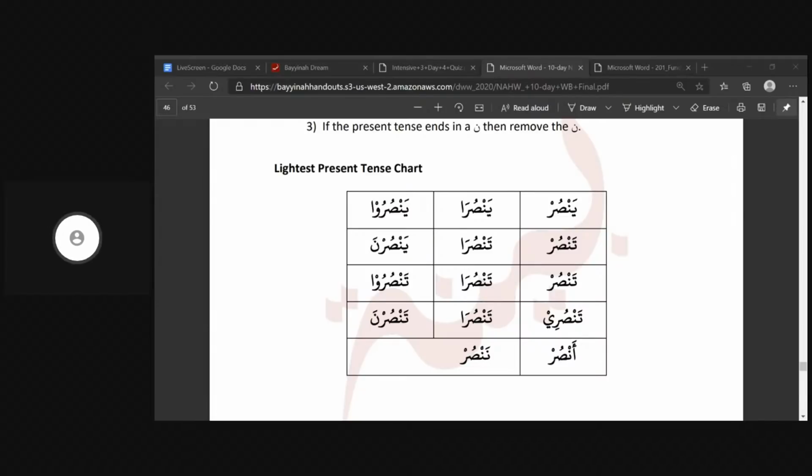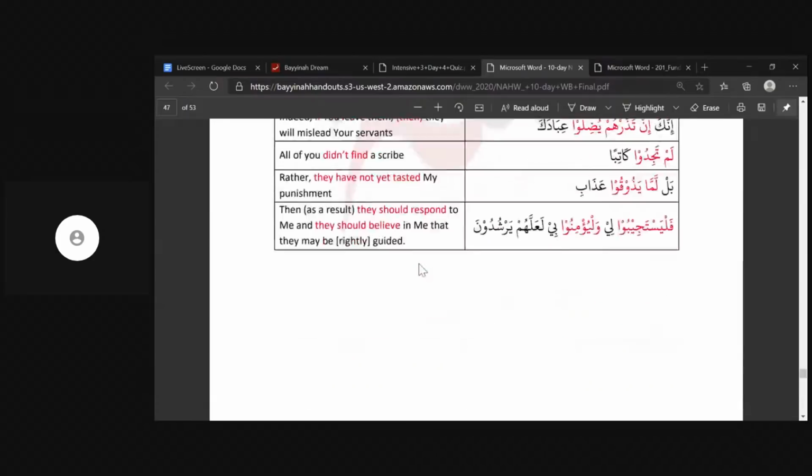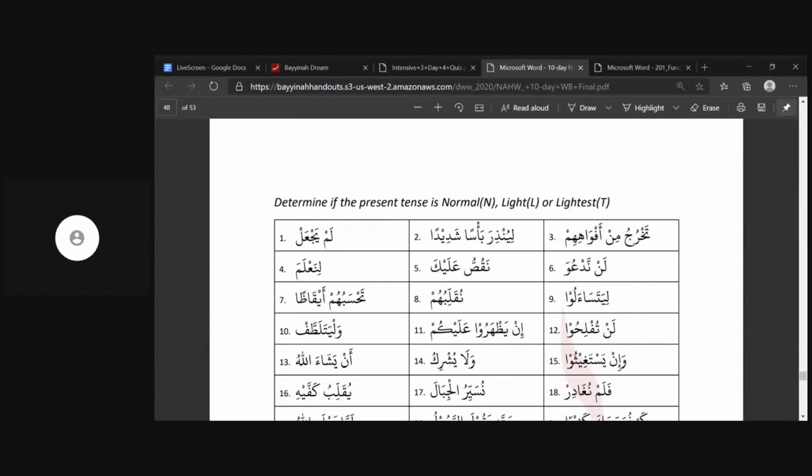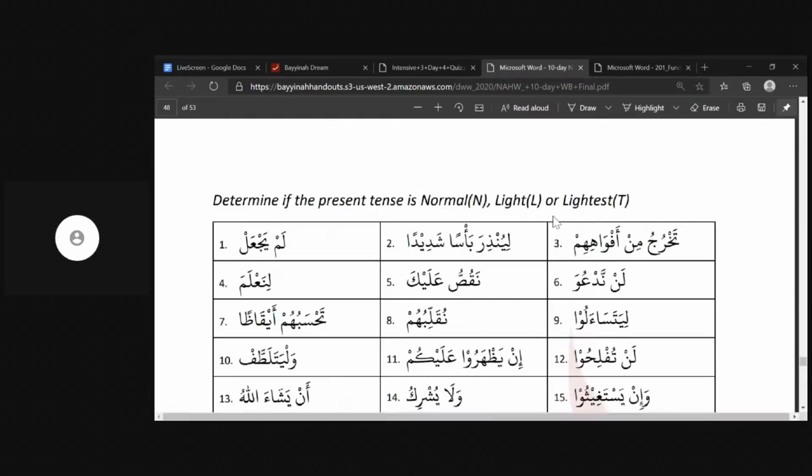Abdul Rahman, the workbook for Sarf is on the website. Check the website. Number 2 on page 48. Let's look at it. Number 2: determine if it's present or if it's normal, light, or lightest.